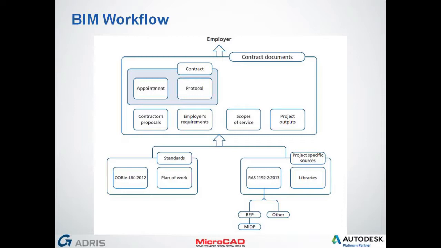And then there are more project specifics, as you instigate and implement a new project. The PAS documents I just mentioned, so the 1192s, might come into that, but also you've got things like the BEPs, or BIM execution plans, that people use, and the master information delivery plans that people use, and there are lots of different systems for that as well. So I'll just start talking about those a little bit.